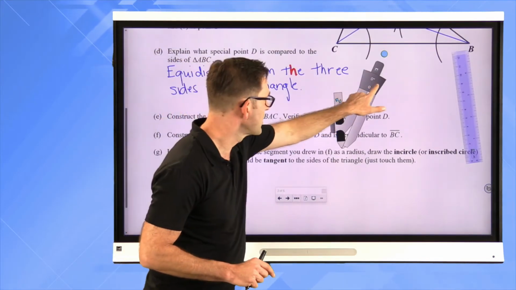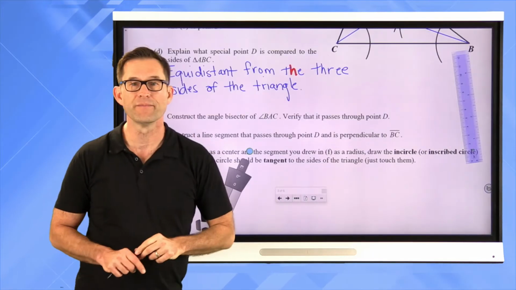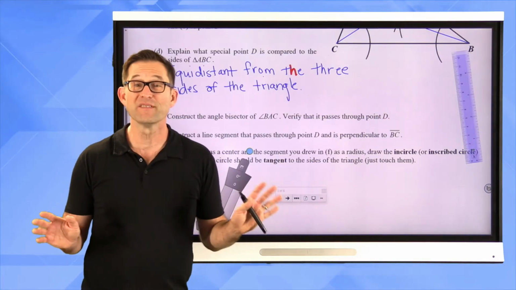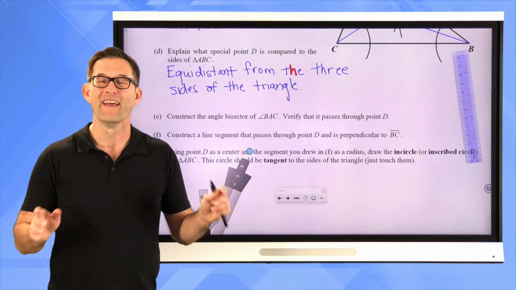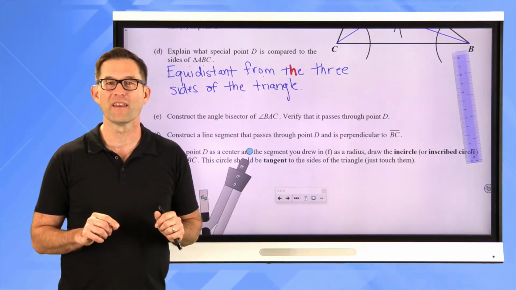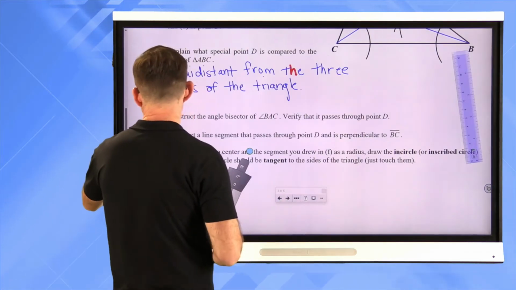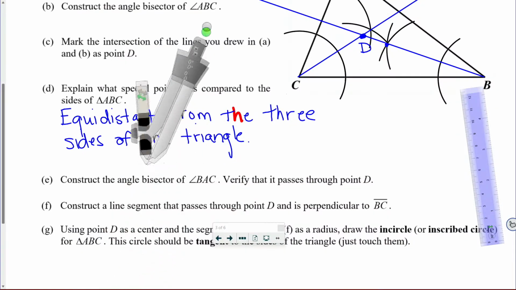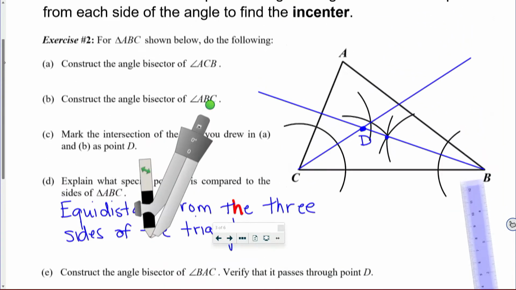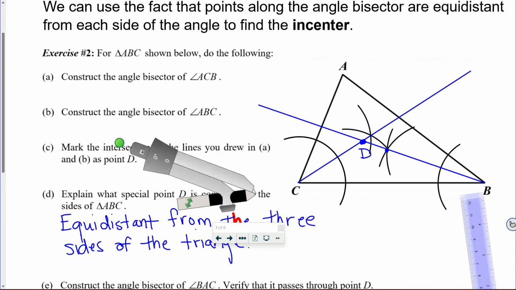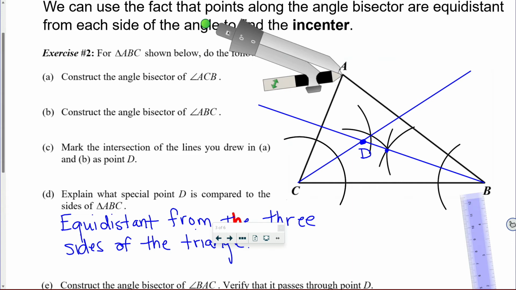Now, let's take a look at letter E. Construct the angle bisector of angle BAC. Verify that it passes through point D. All right, well, this one is the moment of truth. If I've done a good job locating that particular point, then the third angle bisector should also pass through it. So let's see how accurate my incenter is. All right, always makes me a little bit nervous, but let's see.